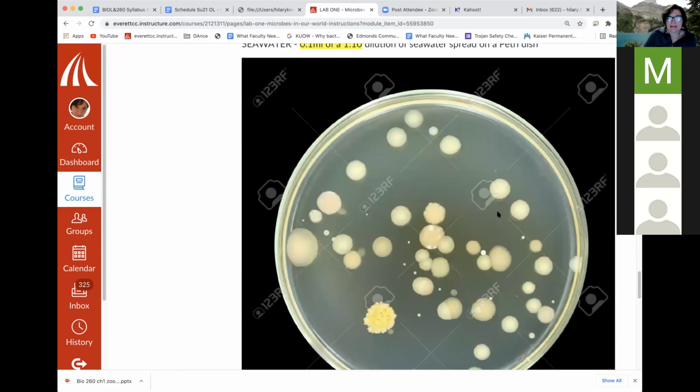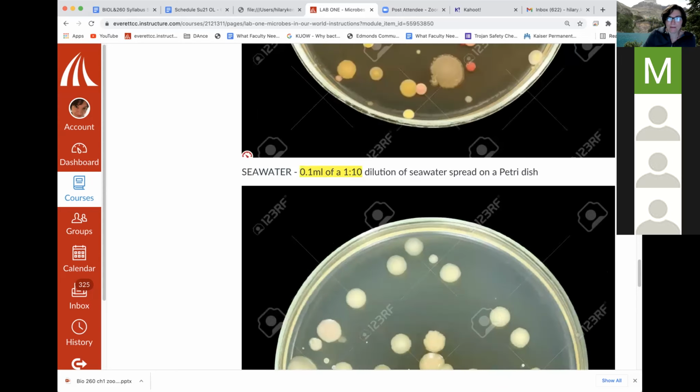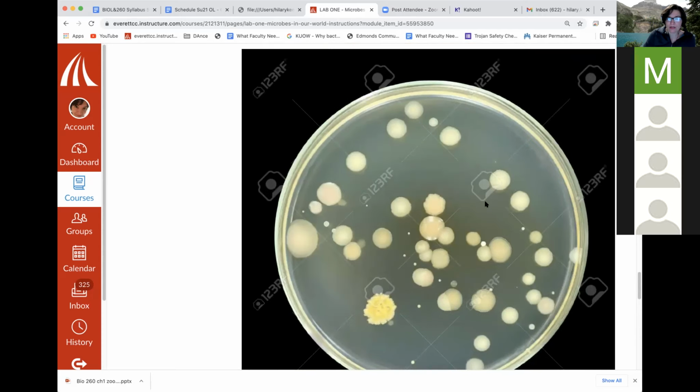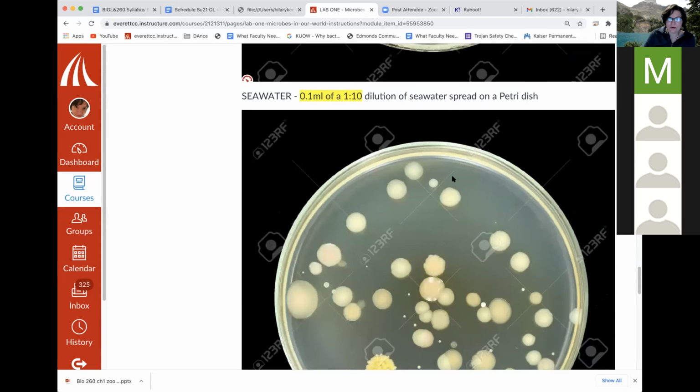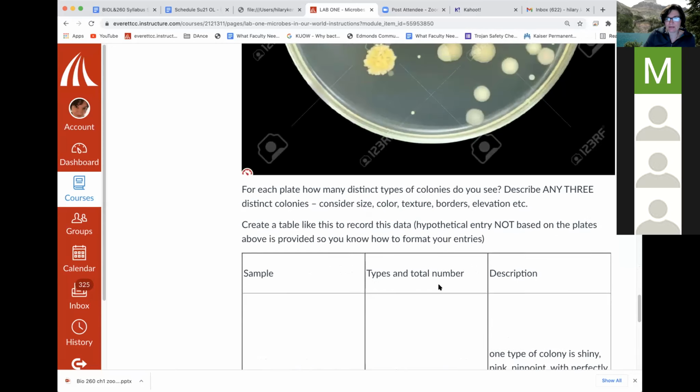Now, this is a dish that was taken by putting 0.1 milliliters of a 1 in 10 dilution of seawater on a Petri dish. So again, you're going to count up all the circles, and then you're going to convert and say, well, if this many is on 0.1 mils, then you have to multiply by 10. And if it was diluted 1 in 10 on top of that, you have to multiply by 10 again. Okay. Then you have to fill out this table.